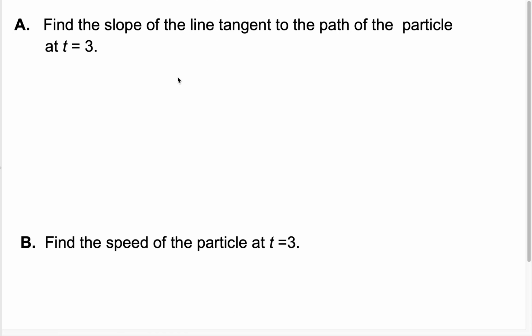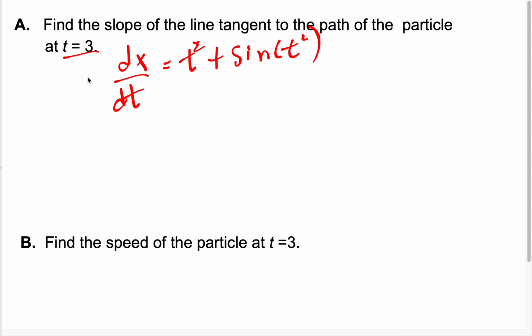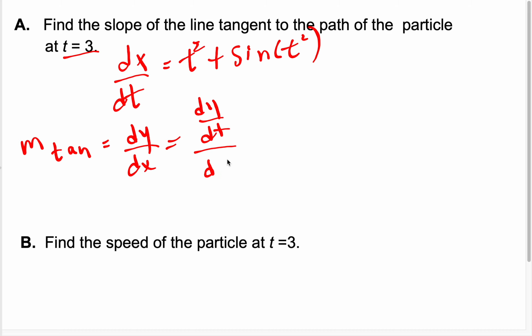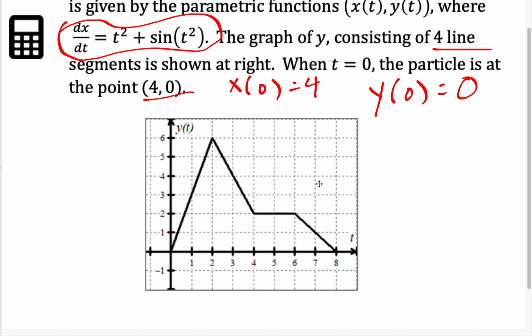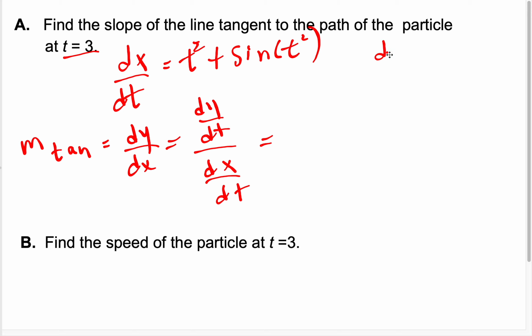I might have to rewrite a few things so I don't have to keep flicking back and forth. I'm going to write down what dx dt is: t squared plus sine t squared. Find the slope of the line tangent to the path of the particle at t equals 3. Slope is dy dx, which is dy dt over dx dt. So dx dt, we can use that formula, but for dy dt, we're going to look at the graph. And when t is equal to 3, it's on this line segment right here, and I can see very clearly that the slope is down 2 to the right 1. So based on that information, I know that dy dt when t is equal to 3 is -2. So I'm ready. I got -2 over dx dt.